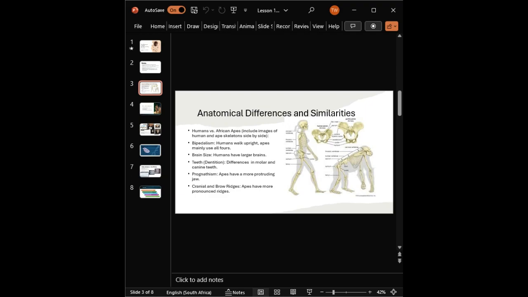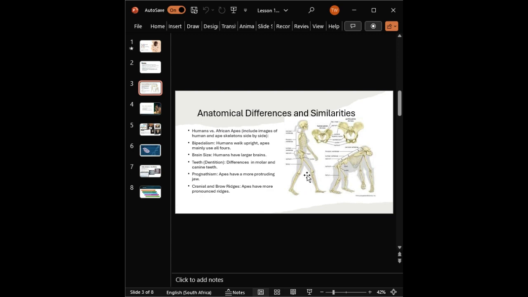Let's start by looking at the anatomical differences and similarities between humans and African apes. On this slide, you can see skeletons of both species, African apes and humans. One of the most important differences is bipedalism, walking with 2 feet. Humans walk upright on 2 legs, while apes mainly move using all 4 limbs, though some apes can walk short distances upright.